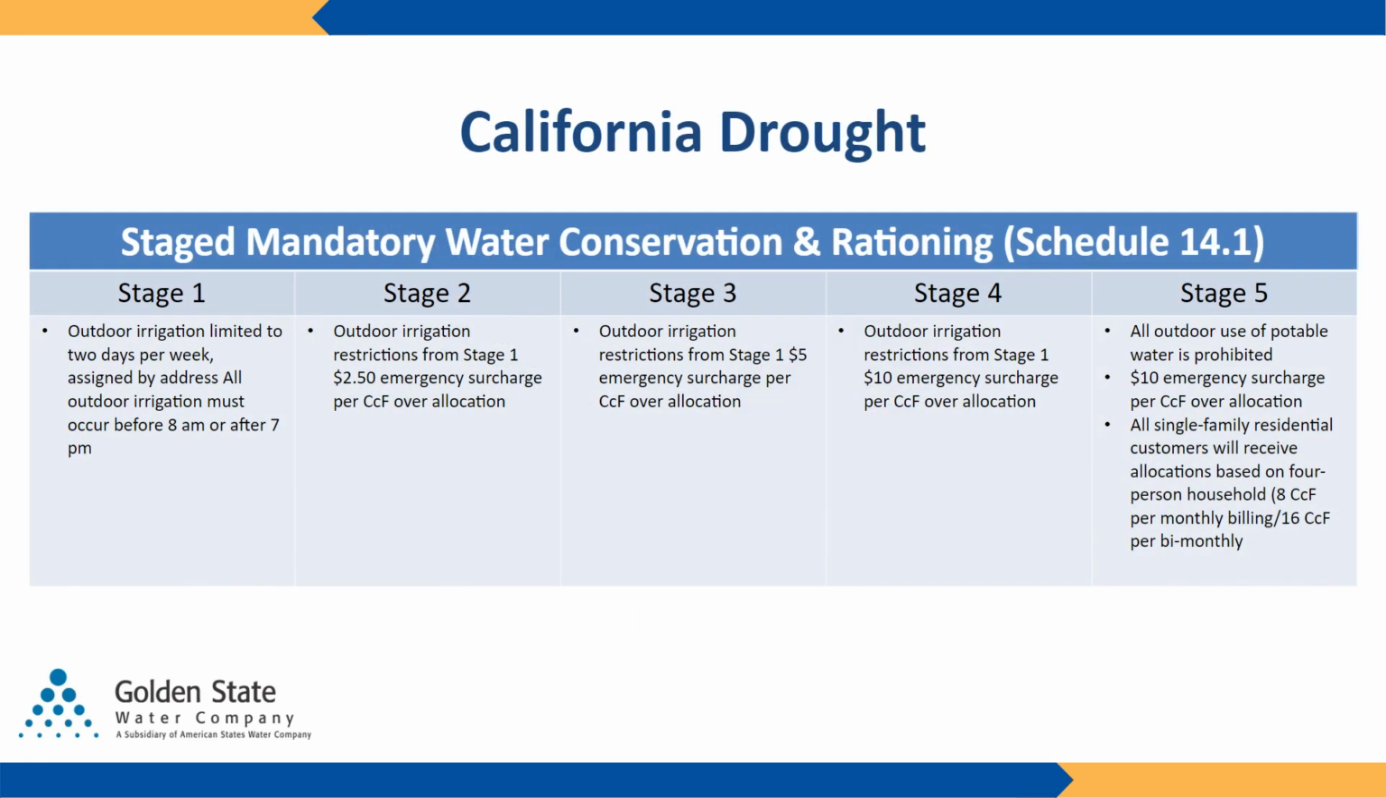In order to achieve mandatory water use reductions established by the State Water Resources Control Board, Golden State Water filed advice letters with the California Public Utilities Commission to activate a staged mandatory water conservation and rationing plan, also called Schedule 14.1. Golden State Water has received approval from the California Public Utilities Commission to implement Stage 1 of Schedule 14.1 for all water systems. You can visit the Golden State Water Company website www.gswater.com to get area-specific information for Stage 1 conservation and rationing.